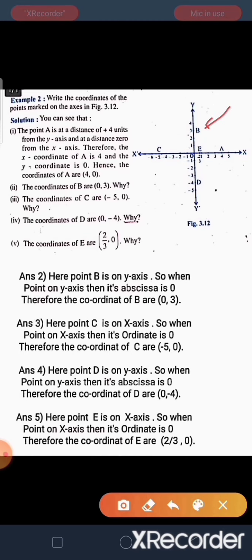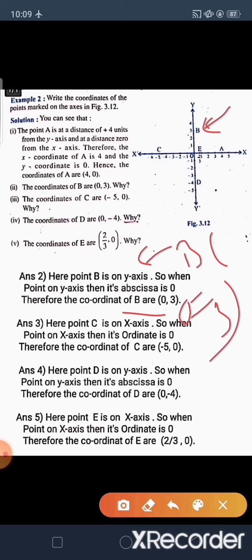So here B is on the y-axis. When a point is on the y-axis, its abscissa is 0. Abscissa 0 means the x coordinate is 0, and from the x-axis we get the distance traveled on the y-axis, which is 3. So we write the coordinate of point B: the x coordinate is 0 and the y coordinate is 3. So the coordinates of B are (0, 3).